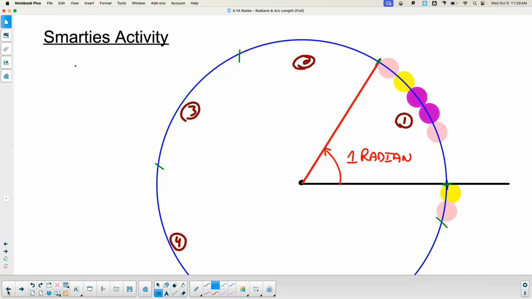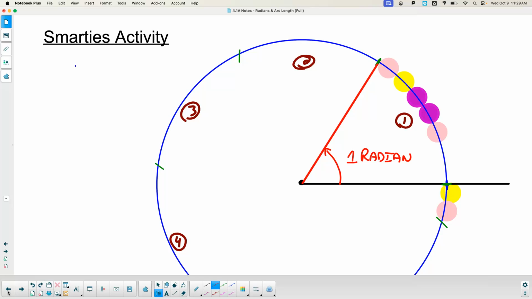Now, I want you to verify this. So on the same center dot, on the same original radius, this time I want you to go 4 Smarties. Make a 4 Smartie circle. So we put it inside this other one, because I want you to see that the radian is the same.